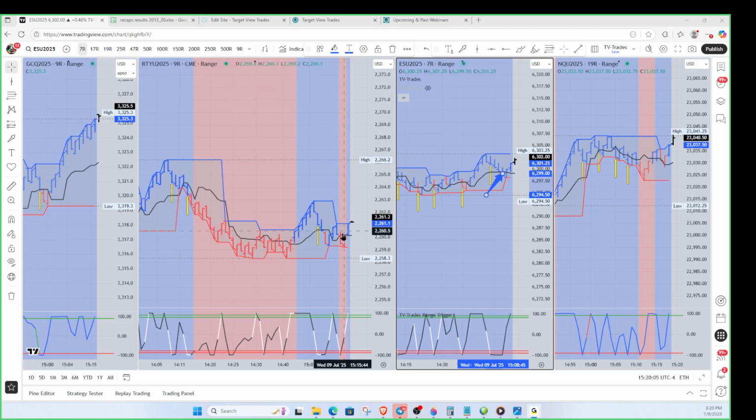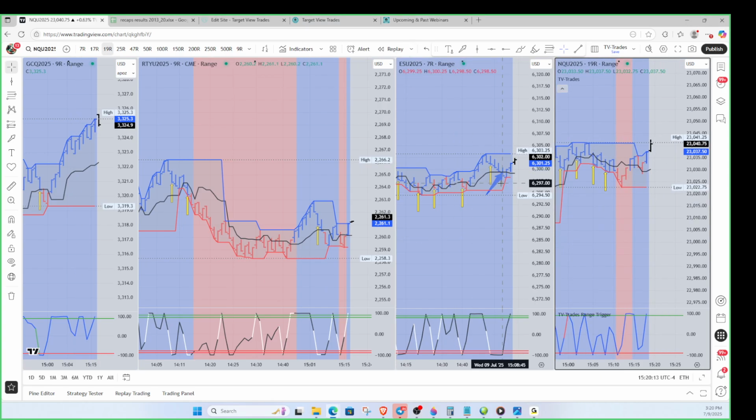Alright. The Russell will change right back to blue, and the gold has stayed blue the whole time. So you guys see, this isn't hard. Background color's right. If the background color is blue, you're looking for long opportunities. If the background color is red, you're looking for short opportunities.